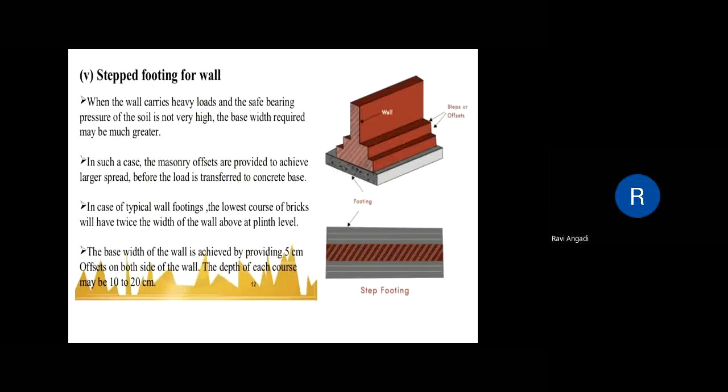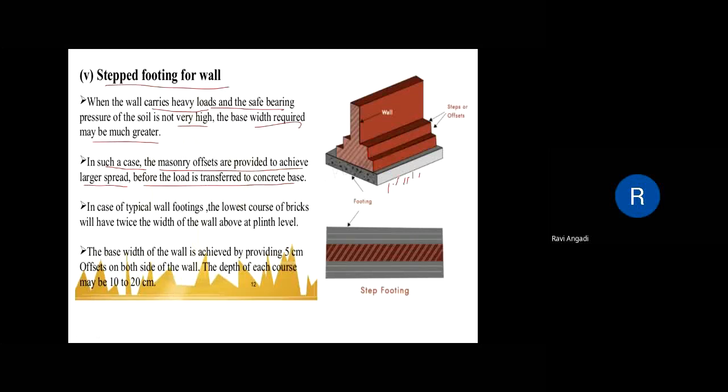Then the same wall footing with step. So here the wall is constructed, but stepwise. Here offsets are given like this, and then the footing. When the wall carries heavy loads and the safe bearing pressure of the soil is not very high, means if the safe bearing capacity under the footing is not strong, or a low bearing capacity of soil is present, then the base width required may be much greater. So in such a case, masonry offsets are provided to achieve a larger spread before the load is transferred to the concrete base.